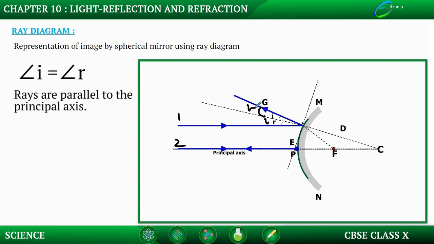But for the observer here, it will look as if it is emerging from another point. So if we extend this ray, it will look like it is emerging from the principal focus. So in this case, it is on the other side of the mirror. Similarly, for ray 2, it will retrace back and it will also seem like it is emerging from the principal focus here.